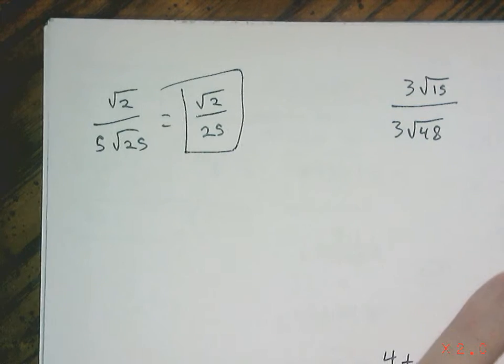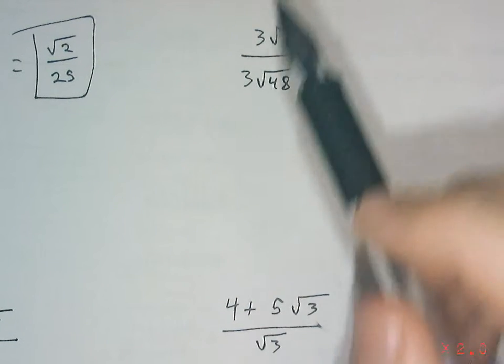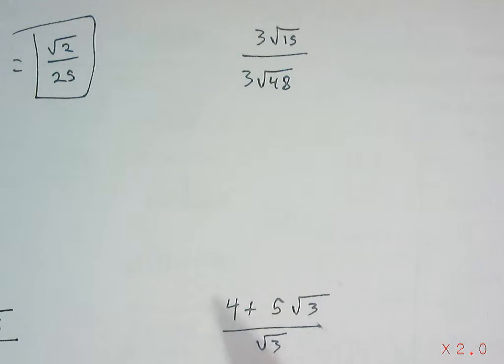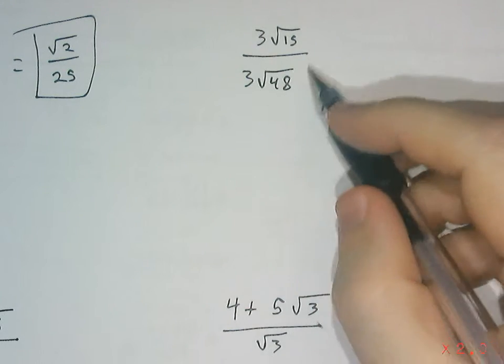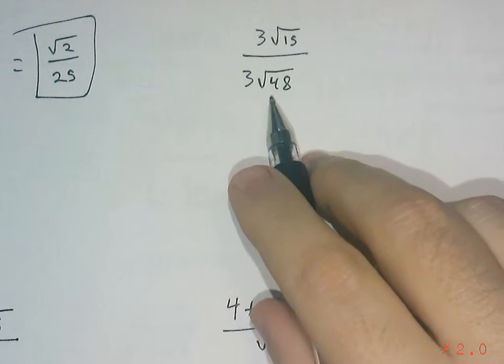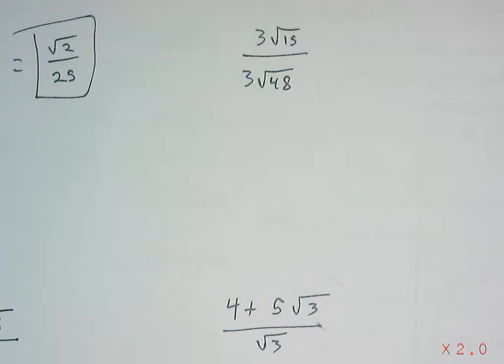Okay? But looking at this problem here, it's not an easy one to break down. So let's look at it. Let's break down this bottom as much as we can. There's nothing I can take out of the top. But let's see, 48. What's something I could take out of 48 that would square root? So could I take out a 16?